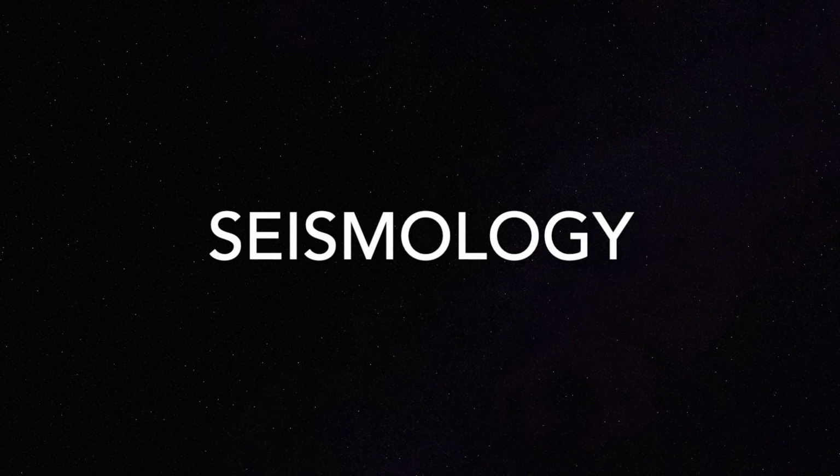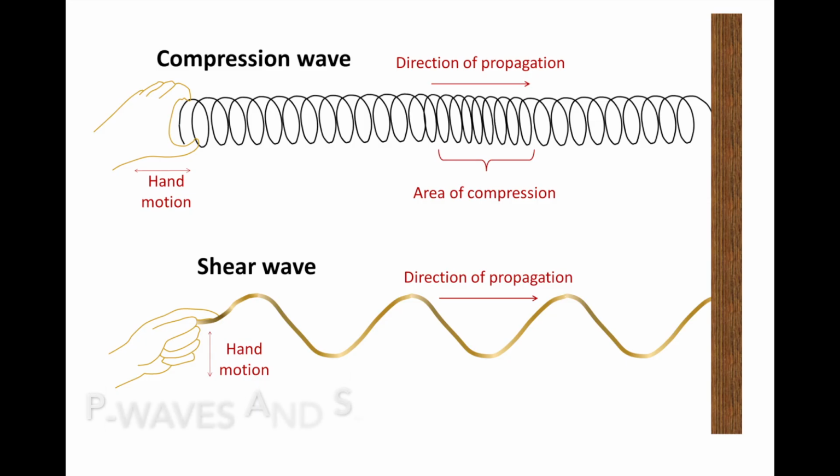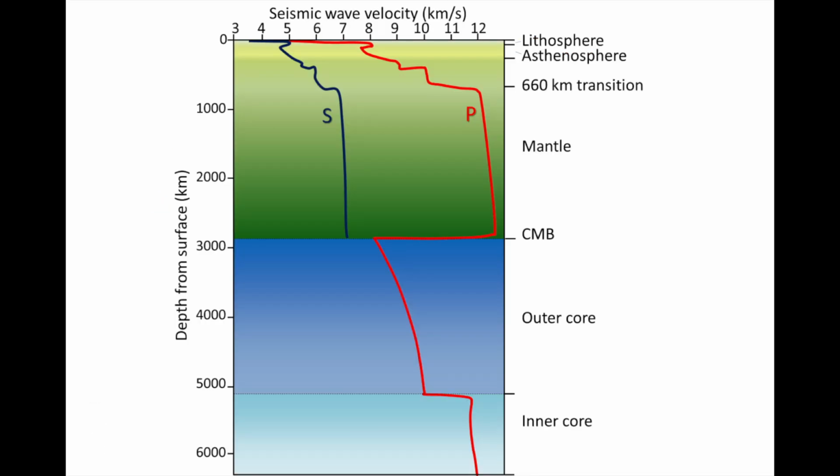Understanding Earth through seismology. Seismic waves that travel through Earth are either P waves, compression or push waves, or S waves, or shear waves. P waves are faster than S waves, and only P waves can pass through fluids. By studying seismic waves, we can discover the nature and temperature characteristics of various parts of the Earth's interior.